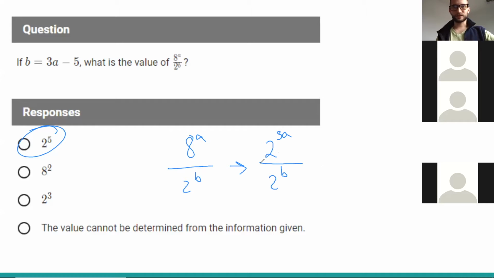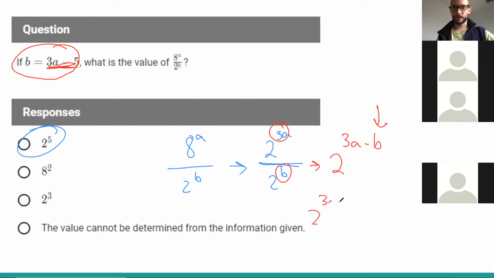Now that we have the same base, they're dividing. So what's the rule when they're dividing? Take your exponents and subtract them. So you keep the base, which is 2, and subtract the exponents: 2 to the 3a minus b. Then we plug in what b is. They said b is equal to 3a minus 5. So I'm going to replace b with 3a minus 5. Distribute the negative. So 2 to the 3a minus negative 5, which is just plus 5.